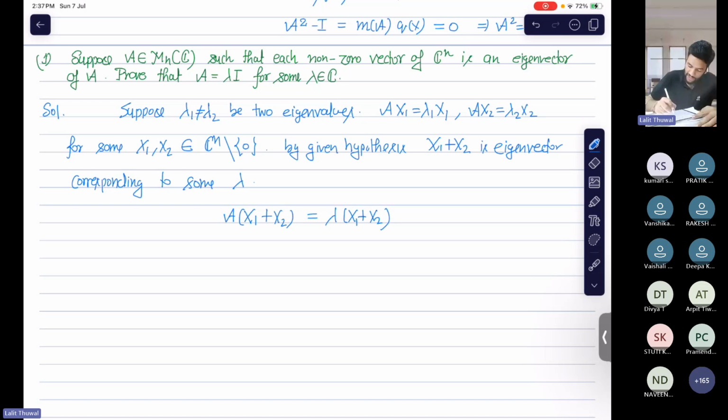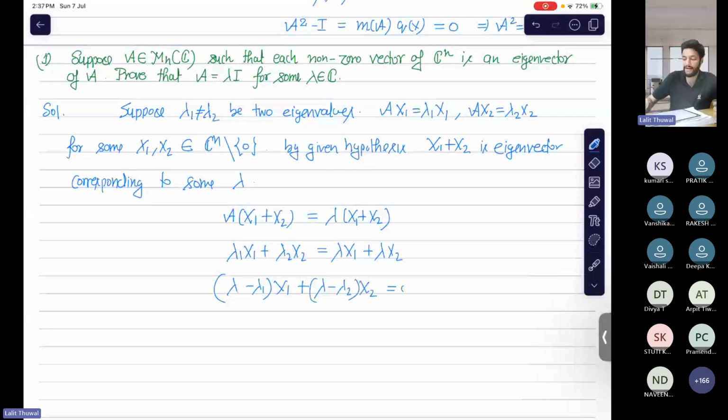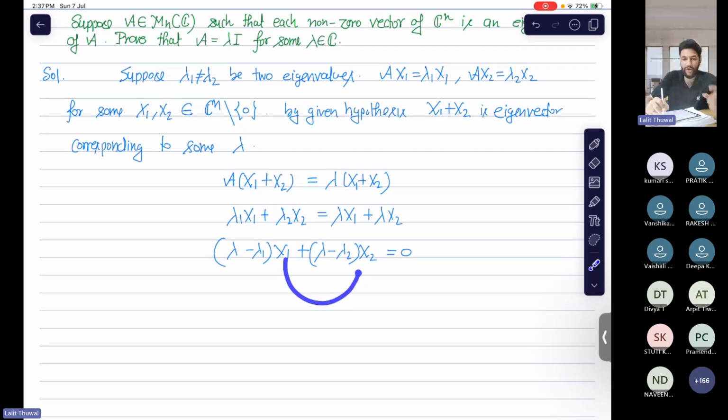So what is Ax1? Ax1 is lambda 1 x1 and Ax2 is lambda 2 x2. So this comes out to be this. Okay, solve this, then you get (lambda 1 minus lambda) x1 plus (lambda 2 minus lambda) x2 equal to 0. As I said, x1 and x2 correspond to distinct eigenvalues, so they must be linearly independent. So we have a linear combination equal to 0, so the coefficients must be 0. This implies lambda equal to lambda 1 equal to lambda 2, which is a contradiction. Okay.